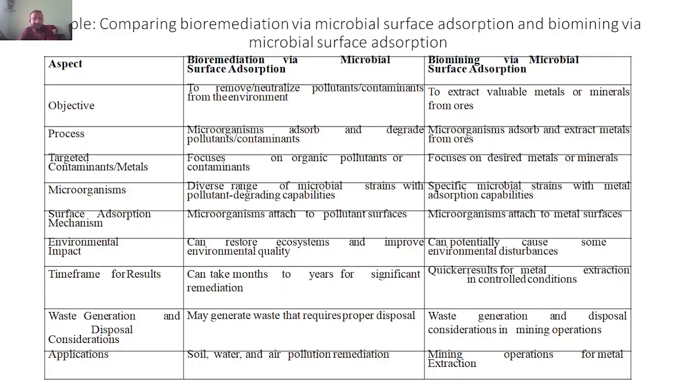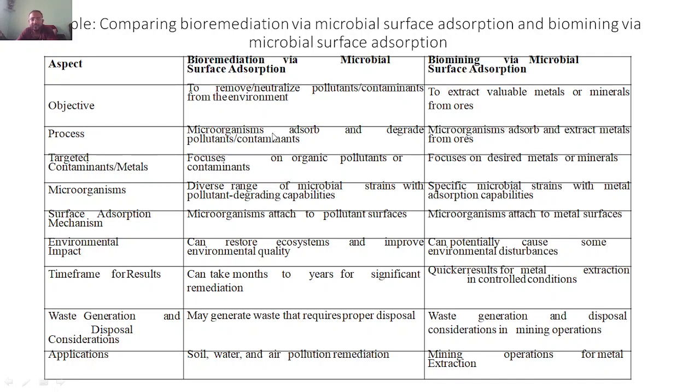Okay, so when you are comparing, you need to check out the different aspects. The first aspect is the objective. In this particular objective, we have to see what is happening with microbial surface adsorption and what is happening with biomining. So here, bioremediation and biomining. Objective of bioremediation: what is remediation? Here we are removing the pollutants. Here, what is biomining? We are extracting the valuable metals.